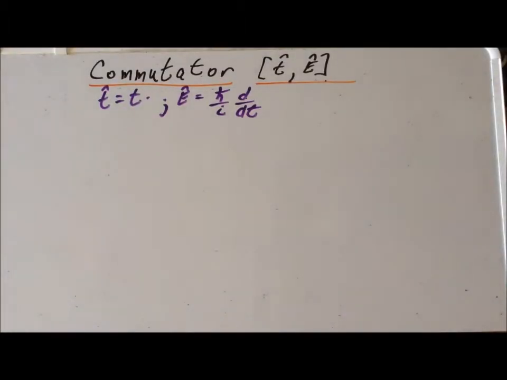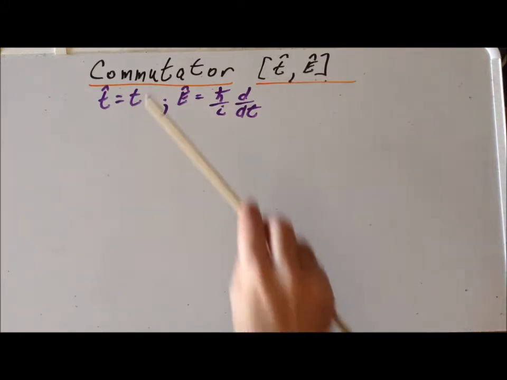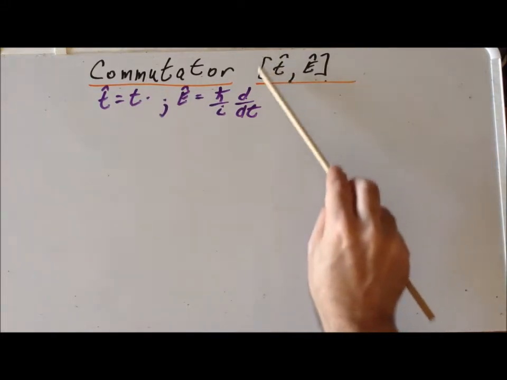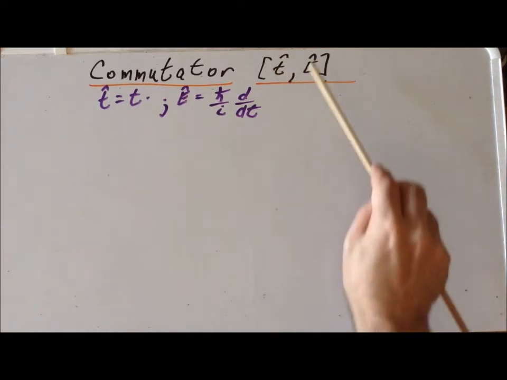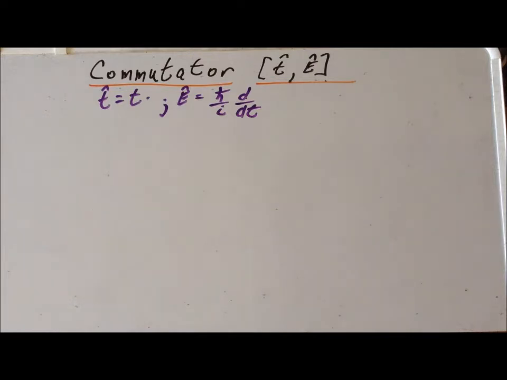Hello. In this video, we would like to determine the commutator for the lifetime function, t, and the energy operator, e. One thing to keep in mind, in this particular case, we can think of the time operator as being, for example, the lifetime of a particle, and the e operator as being the energy of that particular particle.